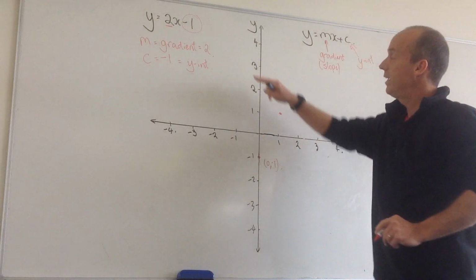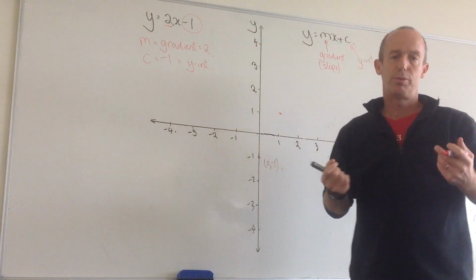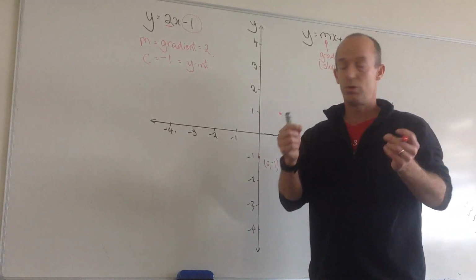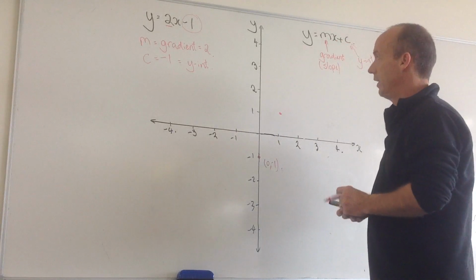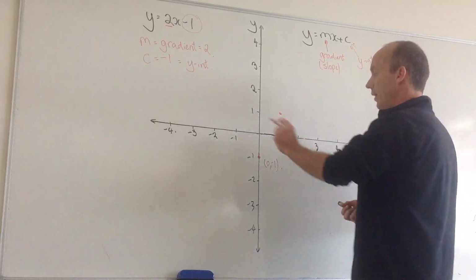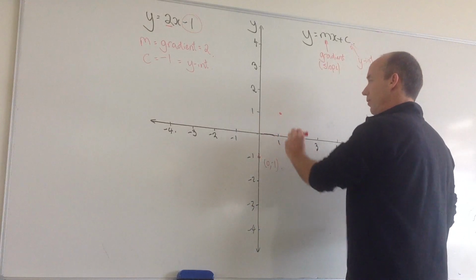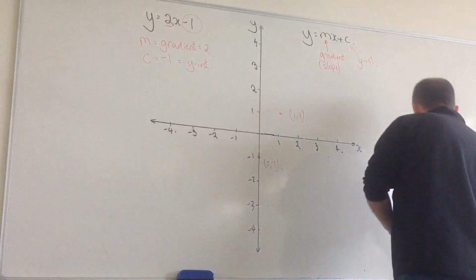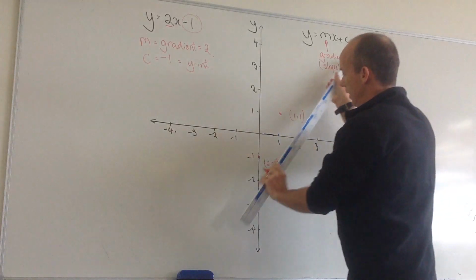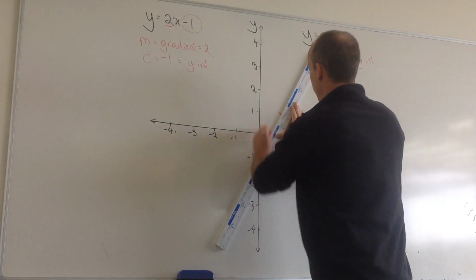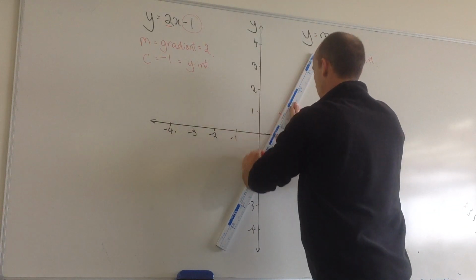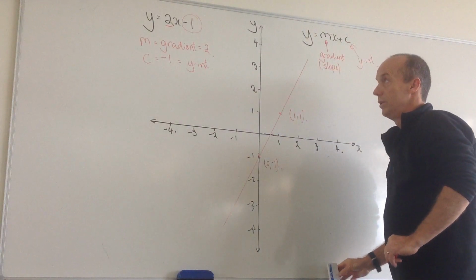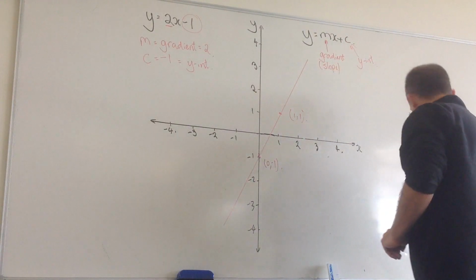If I've got a linear equation, all I need is 2 points to be able to sketch it. Once I've got 2 points, I can put a ruler through it and make a straight line, and that will be true. So go across 1, up 2, that gives me the point 1, 1. Then I can get my ruler, take those 2 points and join them up. And there's my equation for y equals 2x minus 1.